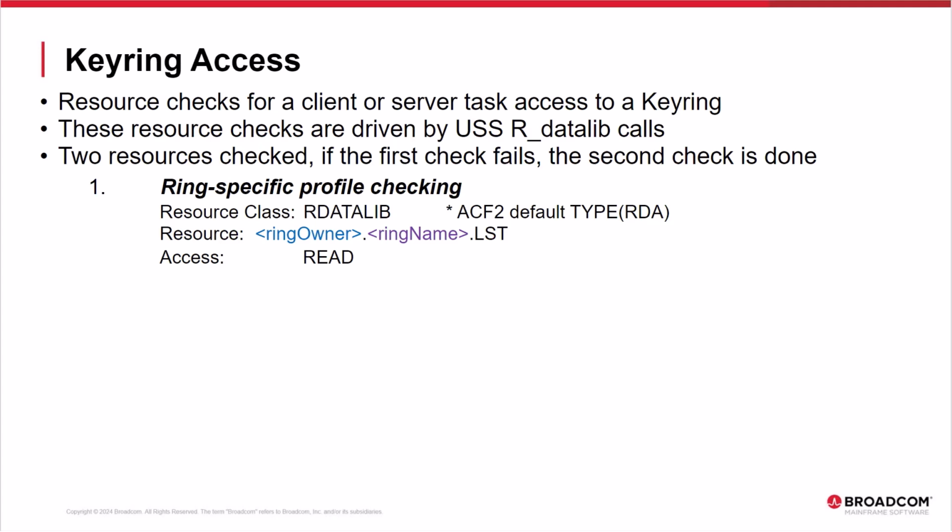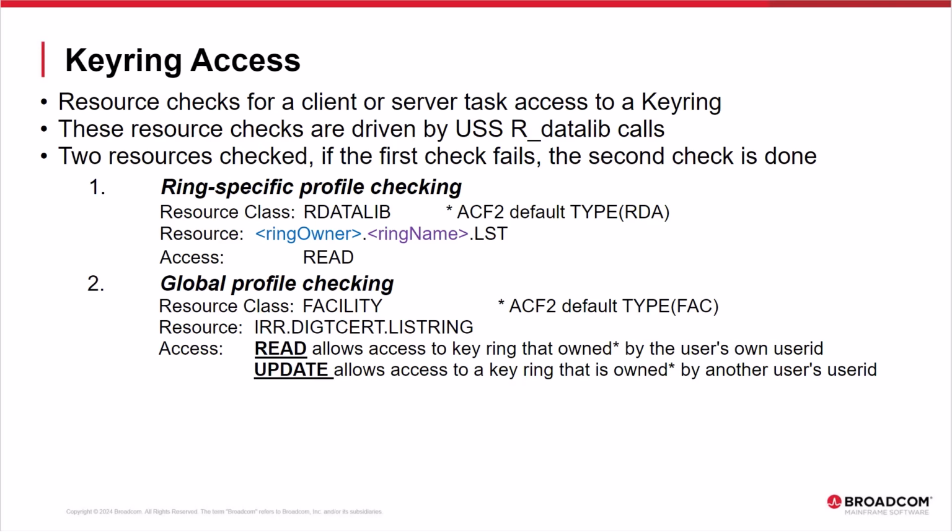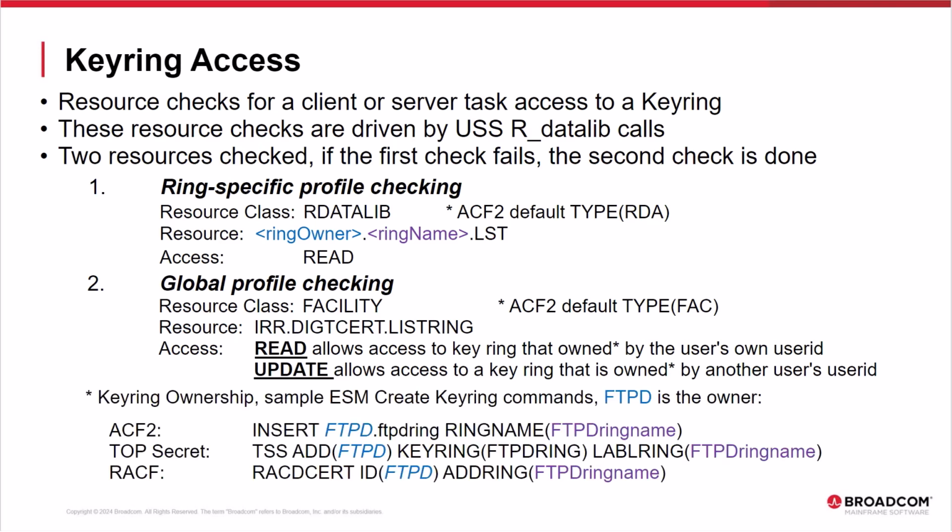If the first check fails, the next check that is done is known as global profile checking, where the resource name is the string IRR.DIGTCERT.LISTRING for the resource class FACILITY. For ACF2 rules, the FACILITY class defaults to a type code of FAC. Read access to this resource is required to access a key ring that is owned by the client or server task's user ID. Update access is required for access to a key ring owned by another user's user ID. Global profile checking allows the user access to all key rings defined in the ESM database. Once again, global profile checking is not done if the ring-specific profile check is allowed.